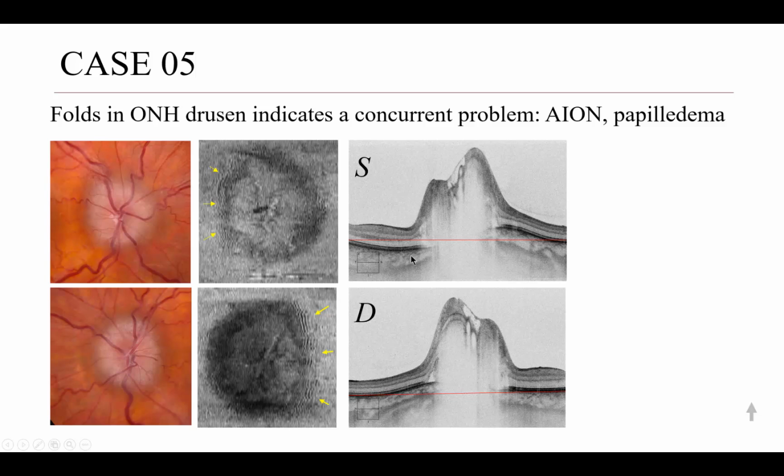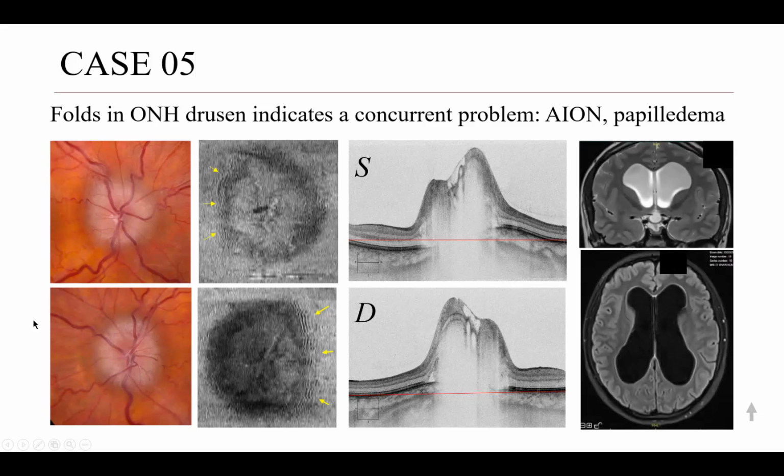In this patient, we also noted the presence of an S-shaped configuration and a D-shape. Starting to think papilledema here. In fact, the patient had an aqueductal stenosis with hydrocephalus. So you can have both pseudo-papilledema and papilledema.